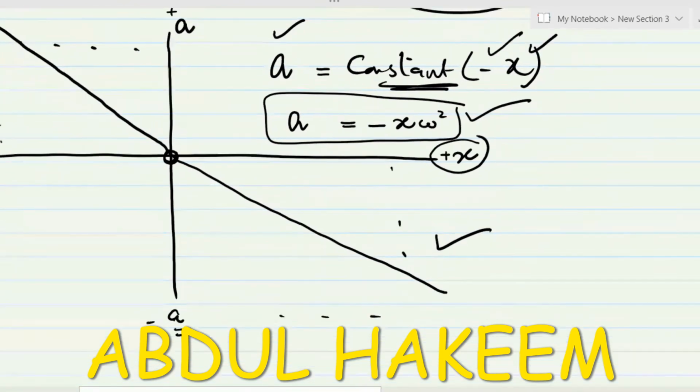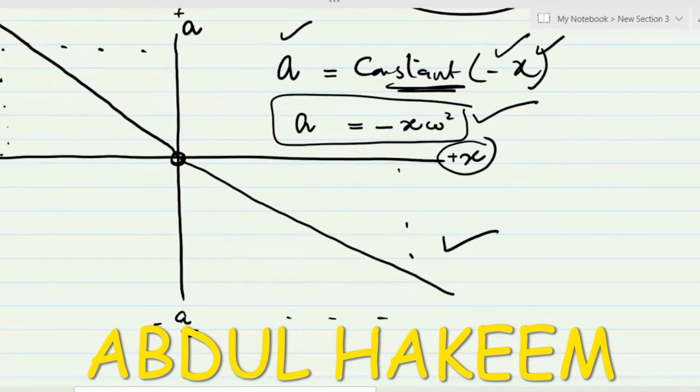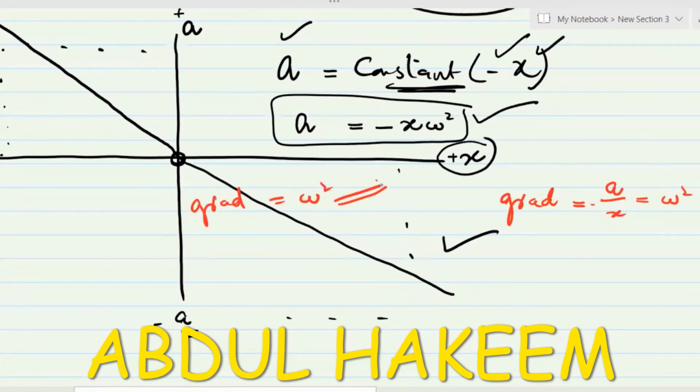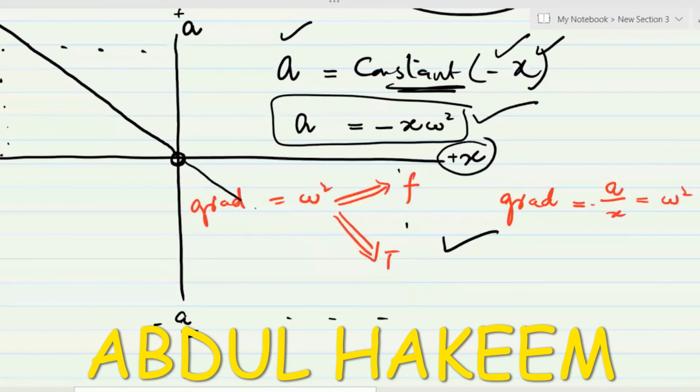This is the fourth graph. A is equal to minus X omega square. Whenever we calculate the gradient of this graph, which is equal to A over X, minus, it is omega square. So the gradient of this graph is omega square, and from omega we can calculate frequency. From omega we can calculate time period as well. So this is simple harmonic motion graph with its gradient.